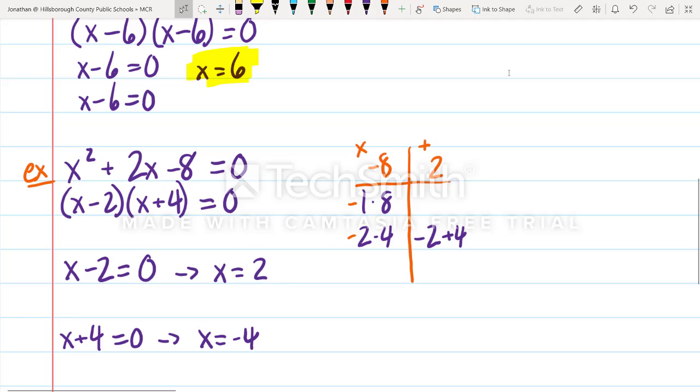That means if we were to graph this parabola, the x-intercepts (2, 0) and (negative 4, 0) are where this would hit the x-axis. And that's where we'll call it for this video.